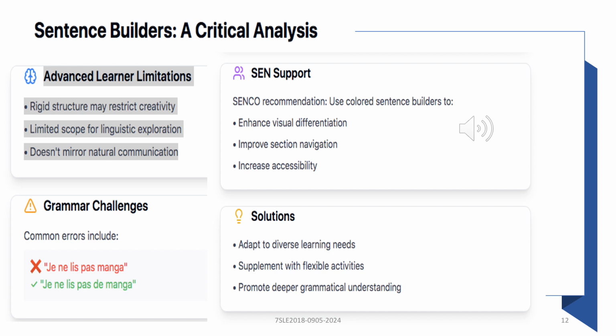For example, during the lesson, some students attempted to use the negative to say, I don't read manga, "je ne lis pas manga," instead of the correct "je ne lis pas de manga," highlighting a gap in understanding grammatical rules. Furthermore, the school's SENCO recommended that colored sentence builders be used to support SEND students, as visual aids can help these learners better navigate and differentiate between sections, making the resource more accessible and inclusive.